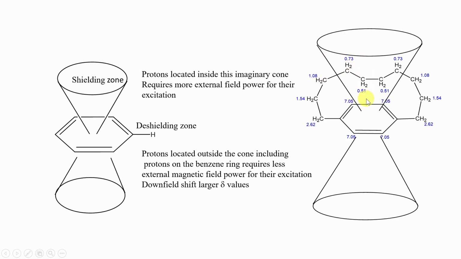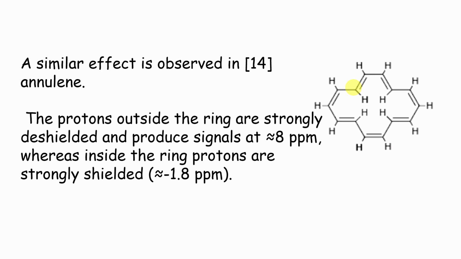It is because of the anisotropic effect caused by the circulating pi electrons of the benzene ring. Okay. A similar effect is observed in 14 annulene also. The protons outside the ring are strongly de-shielded because of the secondary magnetic field caused by the circulating pi electrons of this 14 annulene, and produce a signal at around 8 parts per million. Whereas inside the ring, protons are strongly shielded. That is why these inside protons show a chemical shift around 1.8 parts per million. Okay, this effect is called the anisotropic effect in 14 annulene.